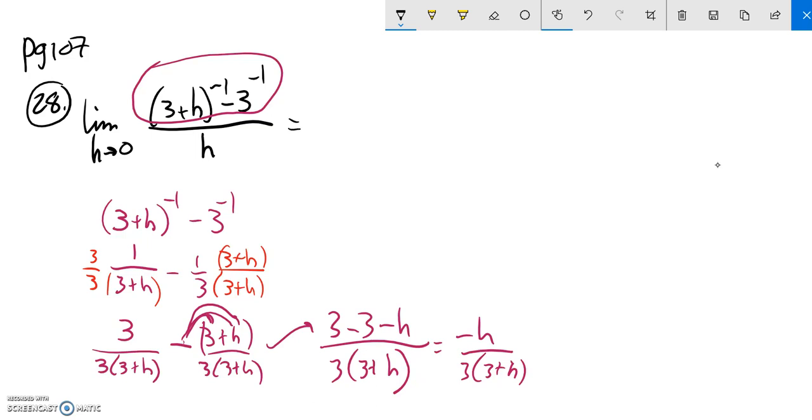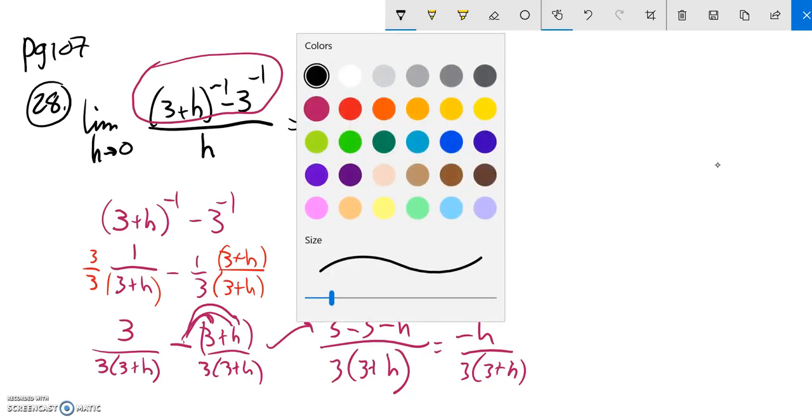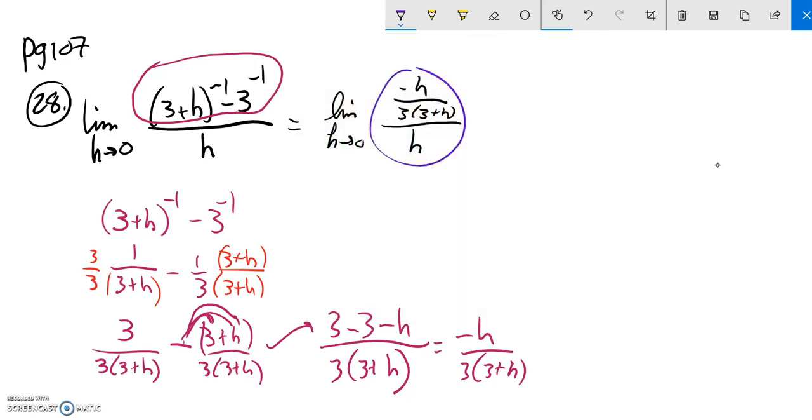So let me rewrite what I have so far. Limit as h approaches 0, I didn't mess with the denominator at all, and the numerator becomes negative h over 3 times (3 plus h). Great. Now let me think about this. I have negative h over 3 times (3 plus h), divided by h.